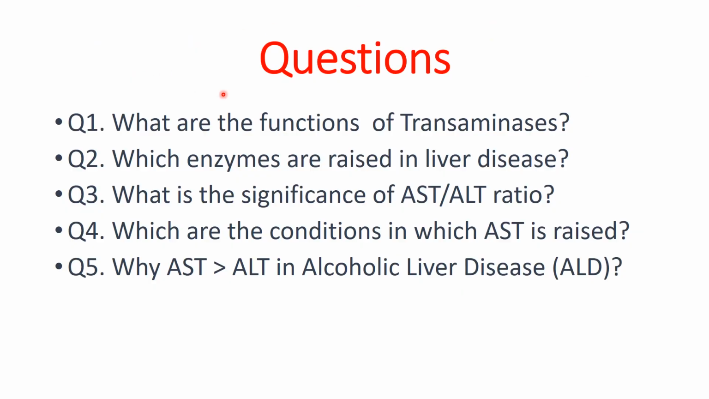And these are the questions that you have to address. What are the functions of transaminases? Which enzymes are raised in liver disease? What is the significance of the AST to ALT ratio? Which are the conditions in which AST is raised? AST is greater than ALT in alcoholic liver disease. Explain.